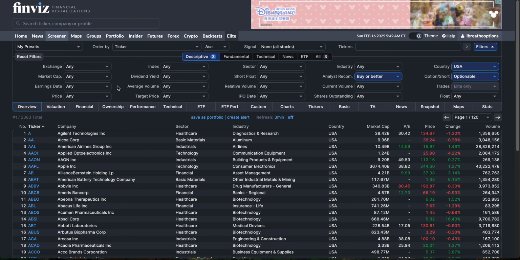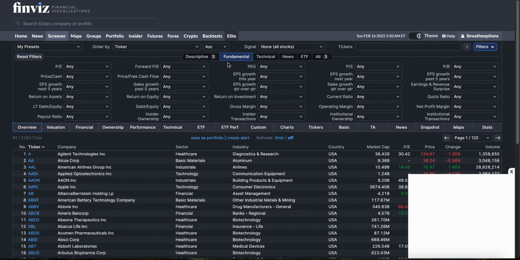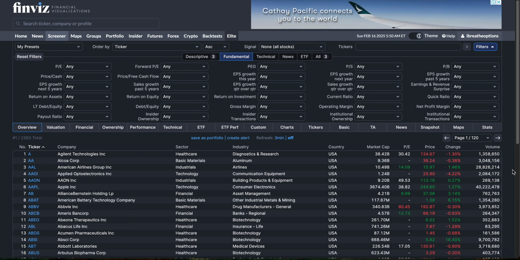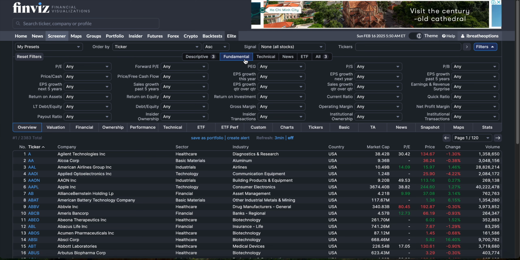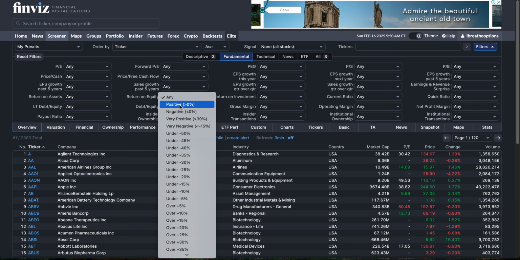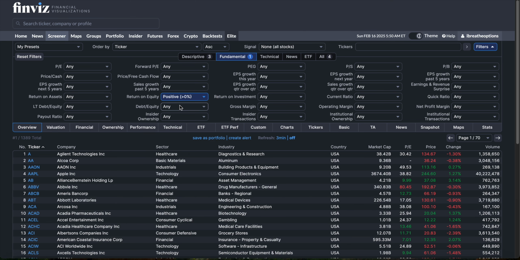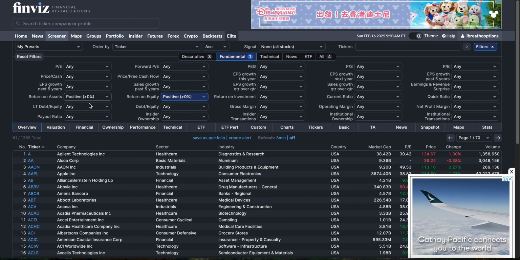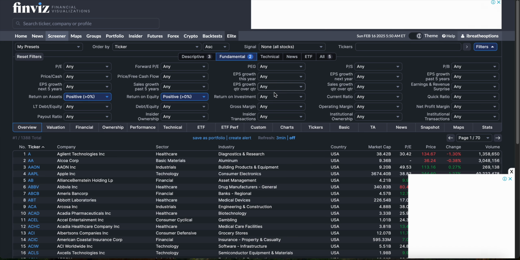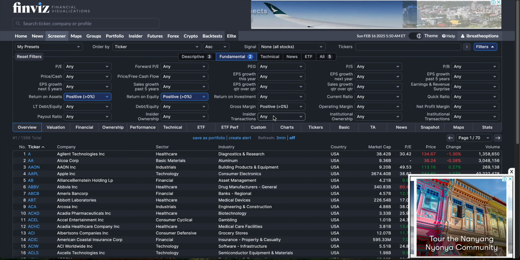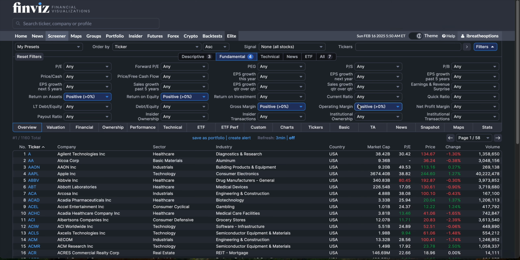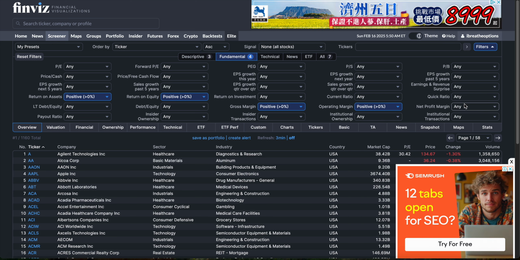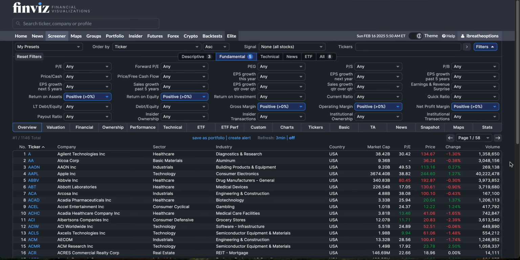Next, let's look at fundamental before we go back to descriptive again, just to narrow down our search criteria. For fundamentals, I will look at return on equity must be positive, return on assets must be positive, gross margin positive, operating margin positive, and also net profit margin positive.